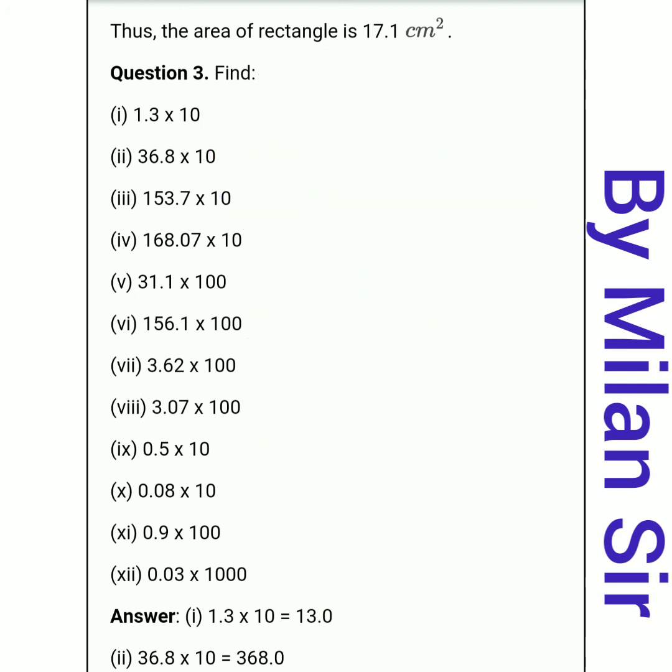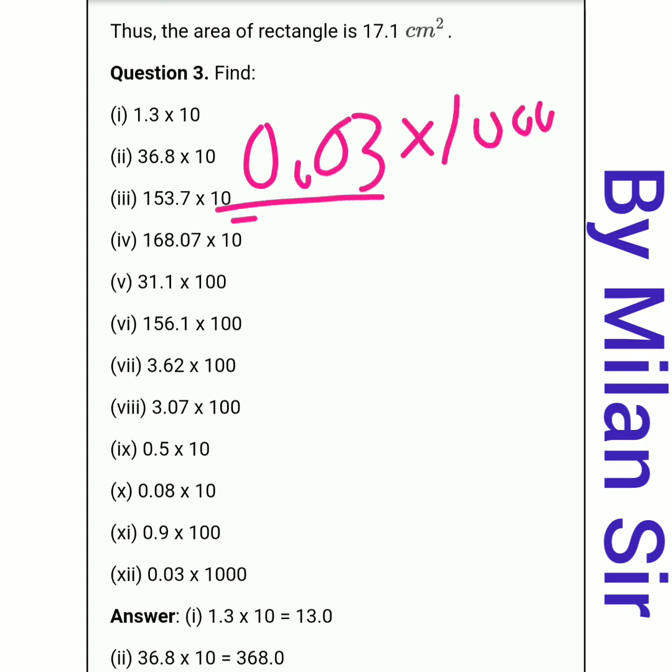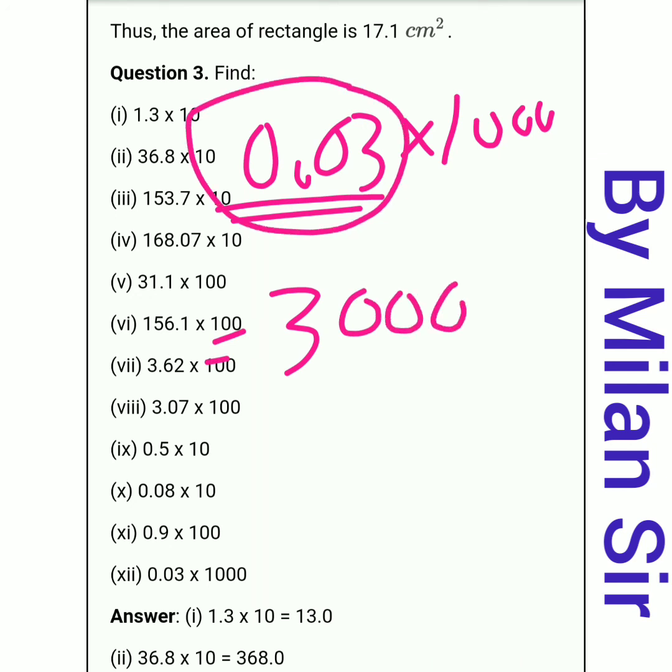Then question number 12: 0.03 multiply 1000. So first of all ignore the decimal point. So 003 it means 3. Multiply 1000. So it is 3000. Okay. Now here before two digits the decimal point is present. So in the answer, before two digits we need to put the decimal point. So 30.00, that means 30.